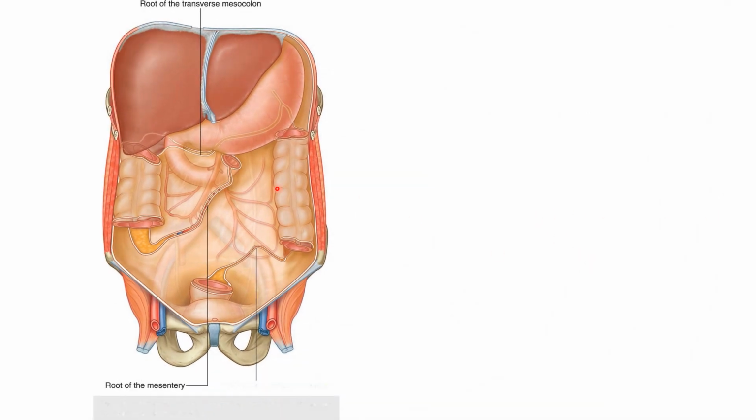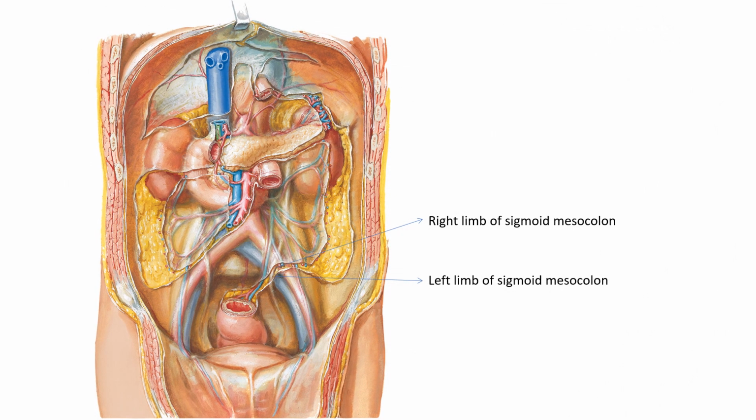Now in this picture we can identify the root of the mesentery, how it extends from the duodenojejunal flexure to the right side, to the ileum, where it covers the ileum and also the cecum and appendix as the mesoappendix. Now try to see here, the right limb of the sigmoid mesocolon, and this is the left limb of the sigmoid mesocolon.